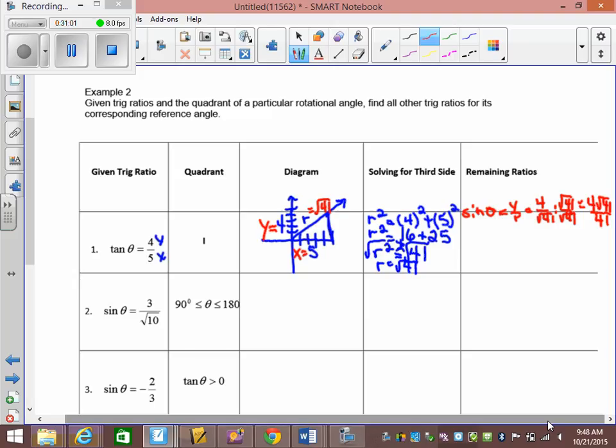What goes with sine? What's its reciprocal trig ratio? Cosecant. So I'm going to do it next just because I want to. Cosecant is r over y. So if I use this one, I'm going to have to rationalize it, right? Because I'm going to flip it. The root 41 is going to go to the bottom. So I'm going to use the first one, the 4 and the root 41. And I'm going to write it out as root 41 over 4. And the denominator is rationalized already. Yay.